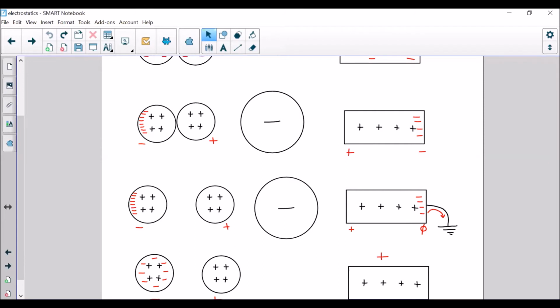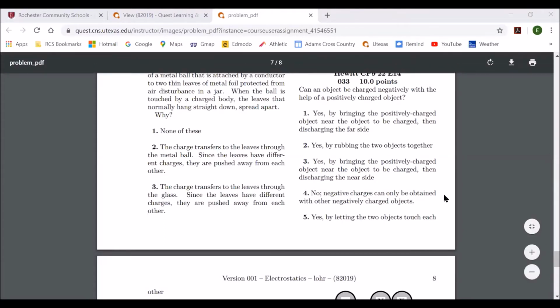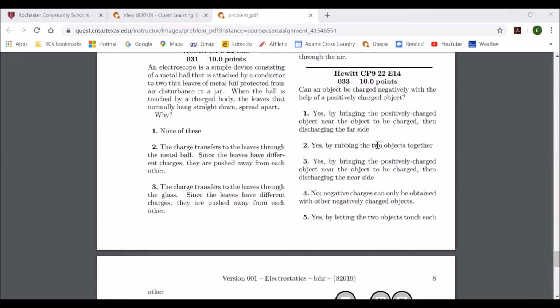So if I go back to, I know you can't see it right this second, I'm just going to read it to you. It says, can an object be charged negatively with the help of a positively charged object? And the answer is going to be yes. And so let's see what our options are. Our options: yes, by bringing the positively charged object near the object to be charged and then discharging the far side. Okay, we'll look at that one possibly.